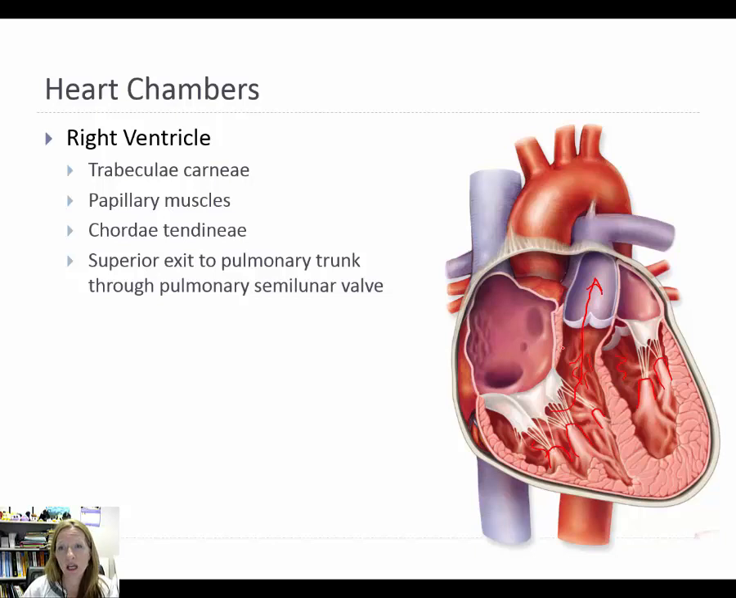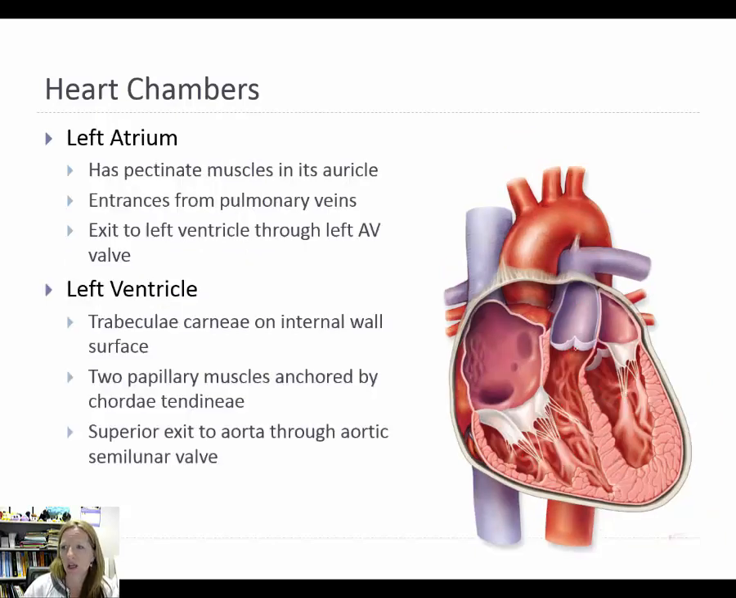Let's move over to the other side, the left atrium. Again, you can't really see the pectinate muscles over here, but there are some in that auricle. The entrance is going to be the pulmonary veins. You have the two over here from the left, and the right you can't see. Exit is going to be through that mitral valve or bicuspid valve and into that left ventricle.